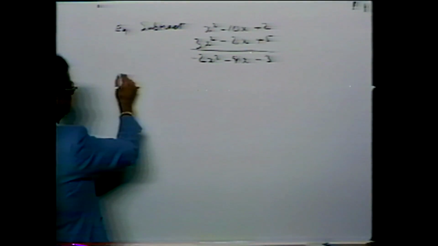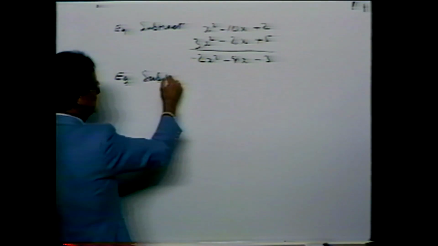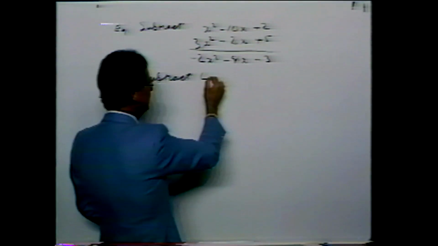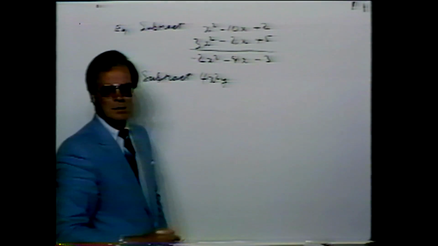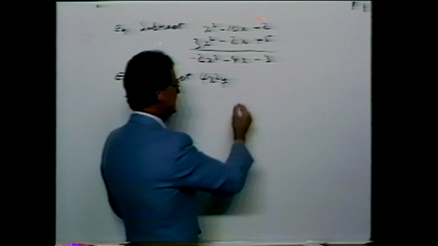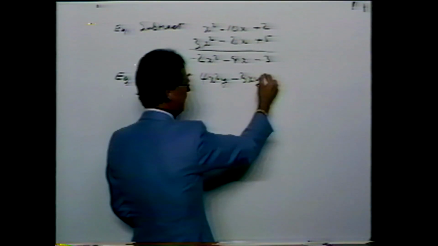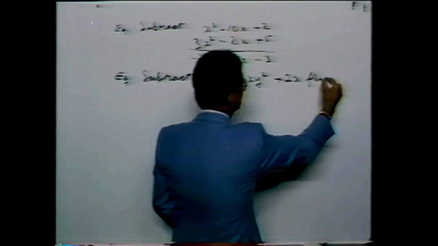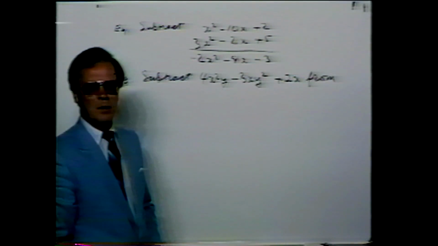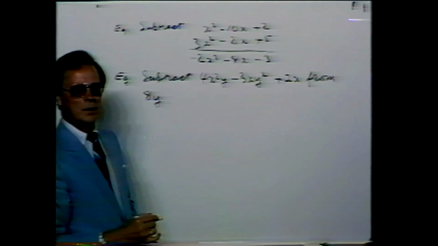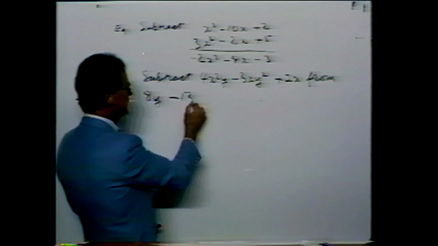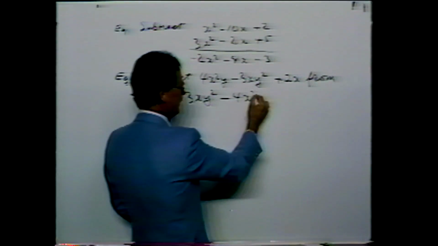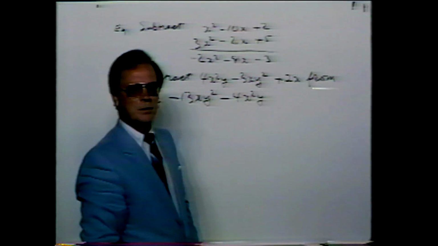Another example, subtract 4x squared y minus 3xy squared plus 2x from, careful of that word, from, 8y minus 13xy squared minus 4x squared y and plus x.